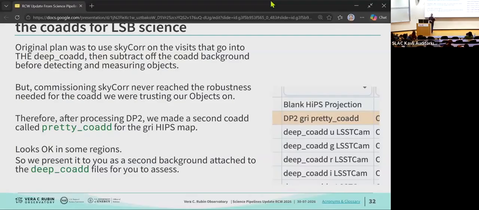So because we did not use SkyCore for the Deep Coadd, what we did after the DP2 processing, because we know that LSB science is very important for Rubin science, was make a second coadd that we called Pretty Coadd. And we made this primarily also for the GRI HiPS map. So we only have Pretty Coadds for GRI, and we attached the difference between the background in the Deep Coadd and the Pretty Coadd to the Deep Coadd so that you can add it back into the Deep Coadds when you grab them from the Butler and get the pretty version.